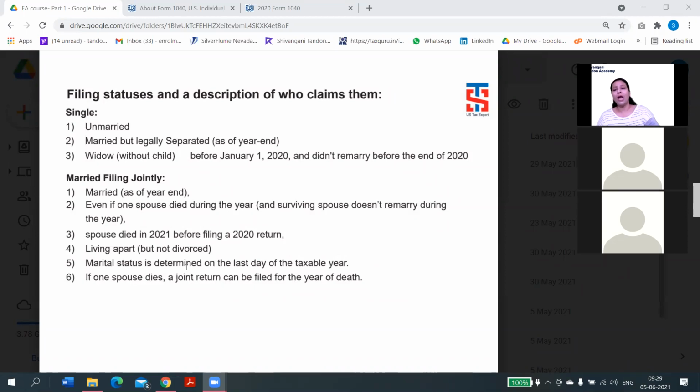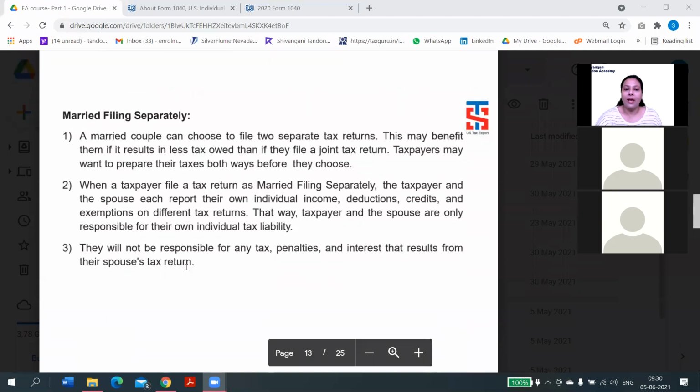MFJ means married. If your spouse died during the year, if your spouse died next year before filing the return, if you are living apart but not yet divorced, if you got married on the last day of the year, all these conditions apply to MFJ. Next filing status is MFS, married filing separately. What happens when you decide that even though I am married, I'll be filing a separate return? What happens then?